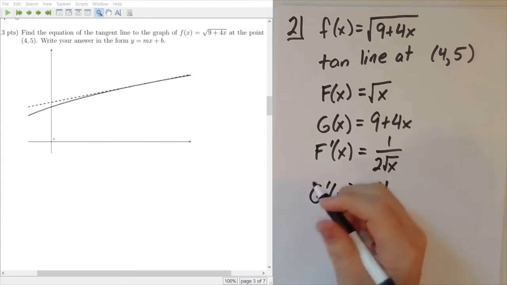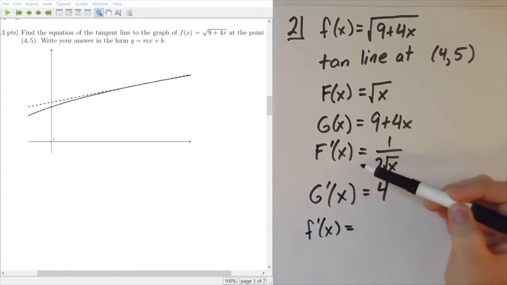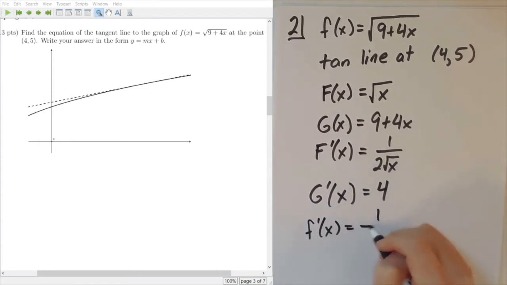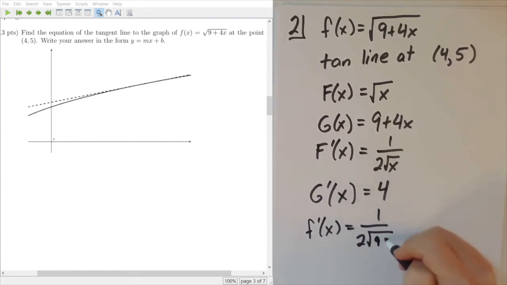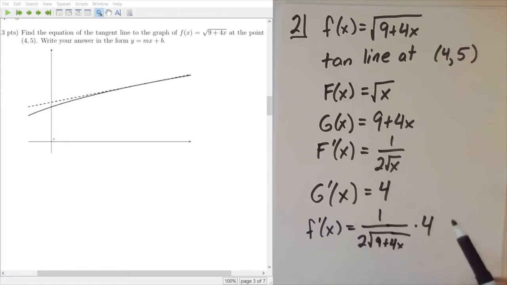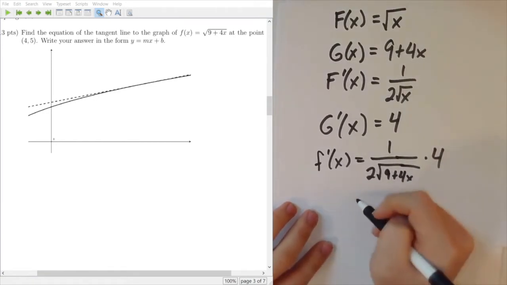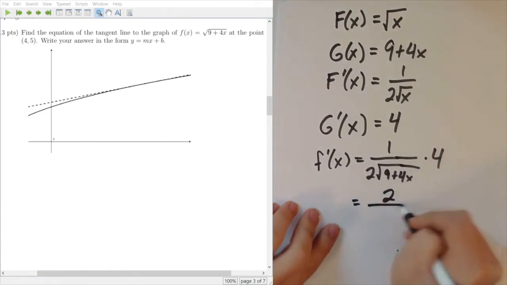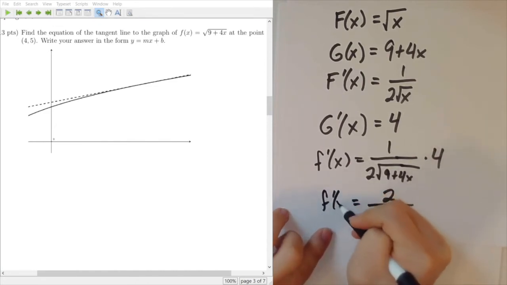That makes f prime of x equal to f prime of g of x, so this is 1 over twice the square root of 9 plus 4x, times g prime, which is 4. This 4 and this 2 partially cancel, so that leaves us with 2 over the square root of 9 plus 4x as our f prime of x.